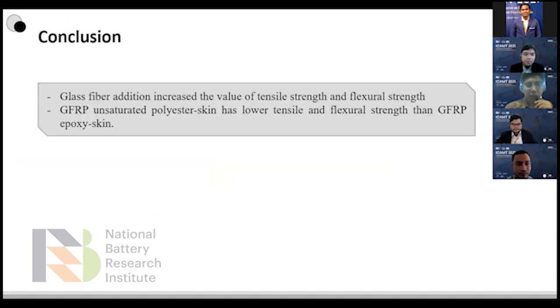So in conclusion, we can state that the glass fiber adhesion proved to increase the value of tensile strength and fractural strength properties. However, the glass fiber reinforced plastic using the unsaturated polyester resin has a lower tensile and fractural strength compared to that of the glass fiber reinforced plastic using the epoxy matrix materials.